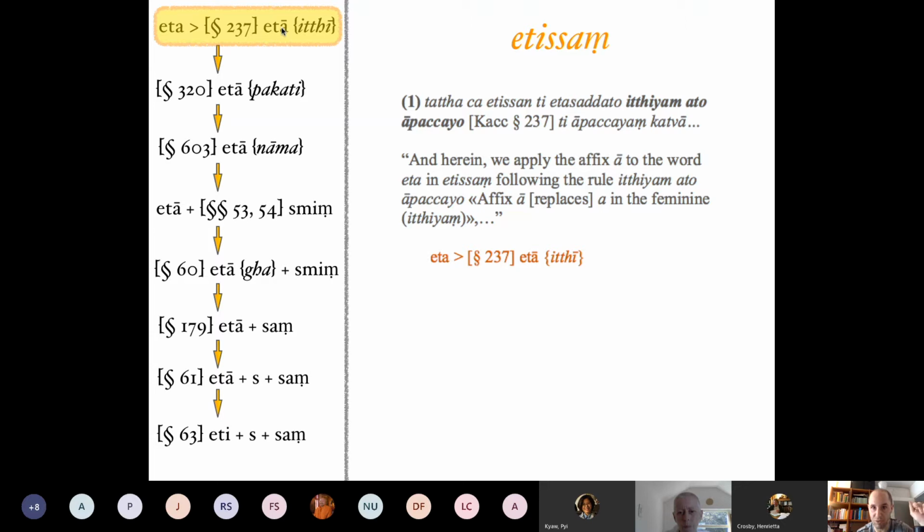Well, actually, you can see the full rule in the handout. This is a copy from the handout. Itiam ato apacheyo. So in the case of feminine, long a replaces a. So this is the first step. And here the most important aspect of this step is that we are tagging this word. We are not simply adding the long a, but we are adding this long a as feminine, that is to say iti. So this is adding a kind of tag to the word, and this will be useful later on in the derivation.